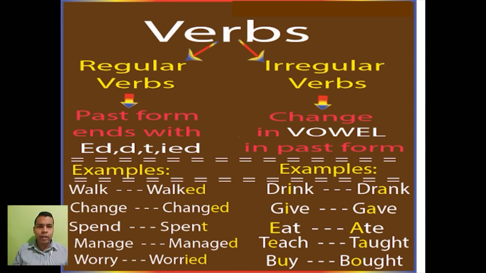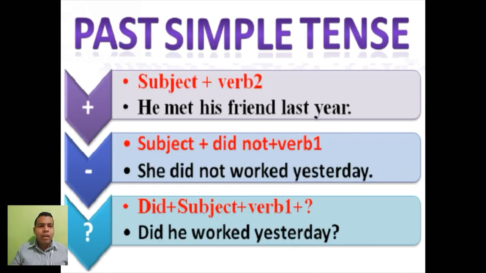En toda la primera columna tengo los regulares, simplemente le agrego ed o la d. Si termina en y le agrego y latina ed, ¿ok? Y por otra parte tenemos los irregulares que todos cambian. Como pueden ver, todos cambian y debemos memorizarlos. We know that already, okay? So the structure we have to follow is subject plus verb plus complement, okay? Ese verbo 2 significa que el verbo debe estar en pasado, okay? Los verbos de la segunda columna, los que están en pasado. For example, he met his friends last year.